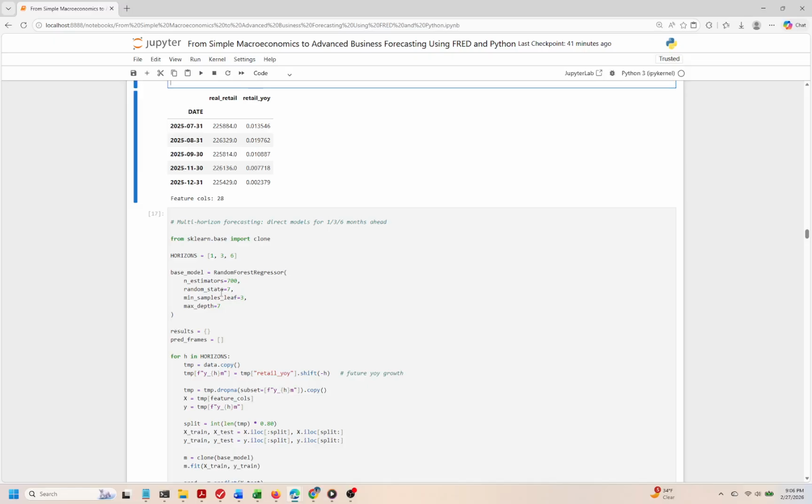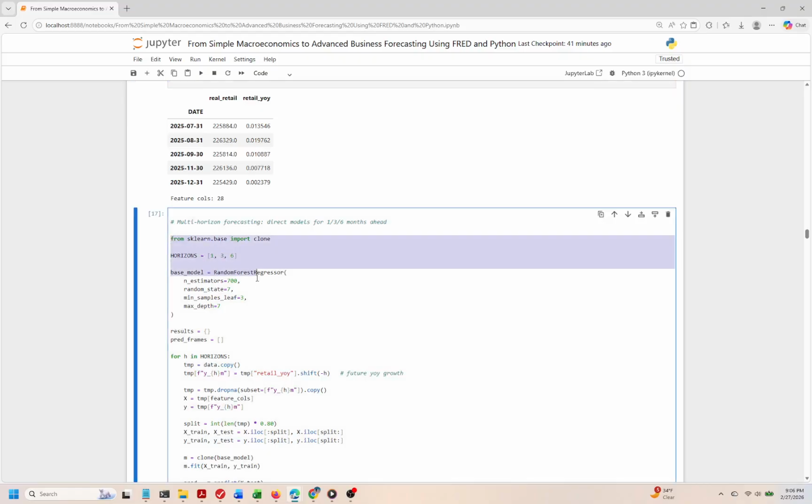Cell 12. In this cell, we're diving into multi-horizon forecasting by utilizing direct models to predict retail year-on-year growth for 1, 3, and 6 months ahead. This approach allows us to assess how well our models perform over different timeframes, which is essential for making informed business decisions. The process begins by defining our horizons, those key time intervals for which we want predictions.